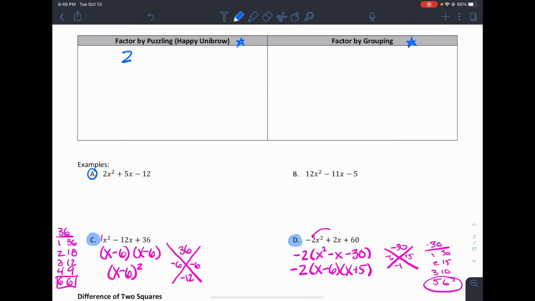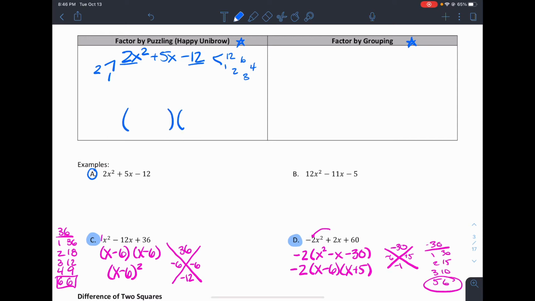So if I'm doing 2x squared plus 5x minus 12, the first thing I want to do, when I'm guessing and checking or factoring by puzzling, we'll talk about why I call it the happy unibrow later, is take a look at the things that multiply to the leading and last term. So 2 is just 2 and 1. 12 is 1 and 12, 2 and 6, and 3 and 4. Now I'm just going to mix and match these. It's literally a guess and check, okay?